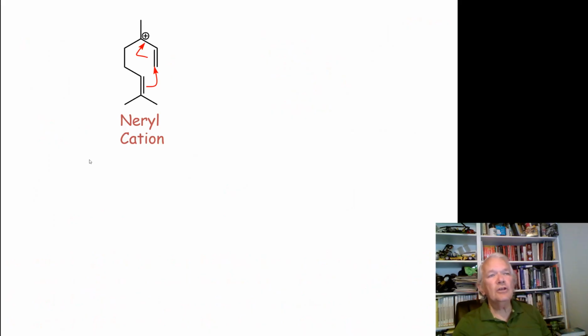Okay, so let's look at this a little bit more. This neryl cation, turns out, is really neat. One of the things the neryl cation can do is cyclize. And this is actually its most common thing. We're going to see a lot of this. So the neryl cation can cyclize and predict the product. Well, you just follow the arrows.